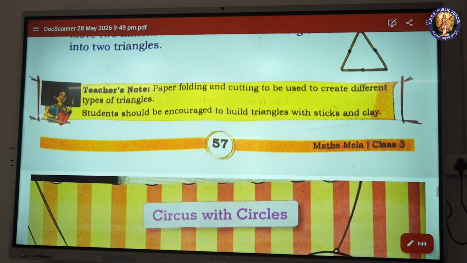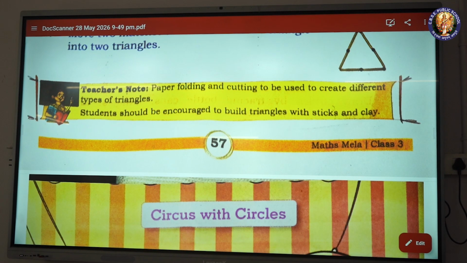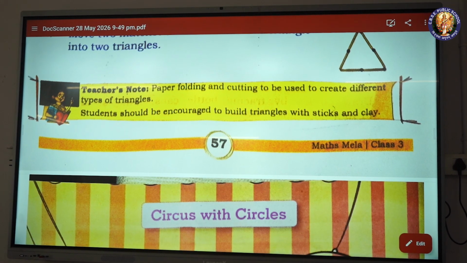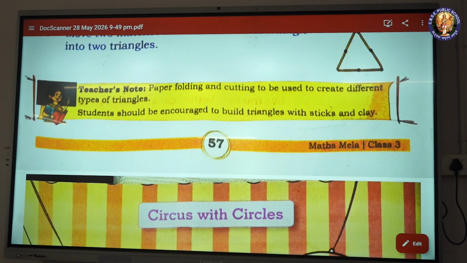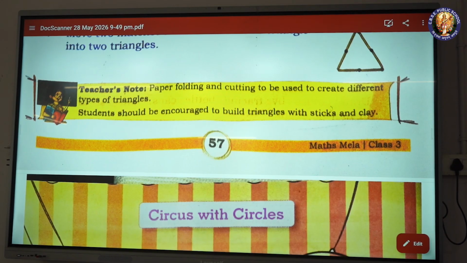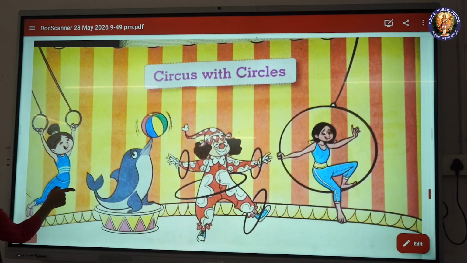Teacher's note. Paper folding and cutting to be used to create different types of triangles. Students should be encouraged to build triangles with sticks and clay.